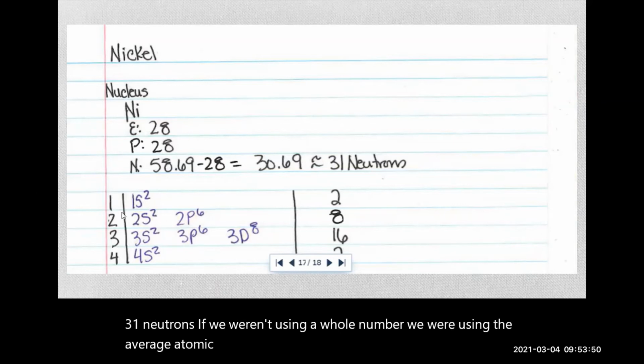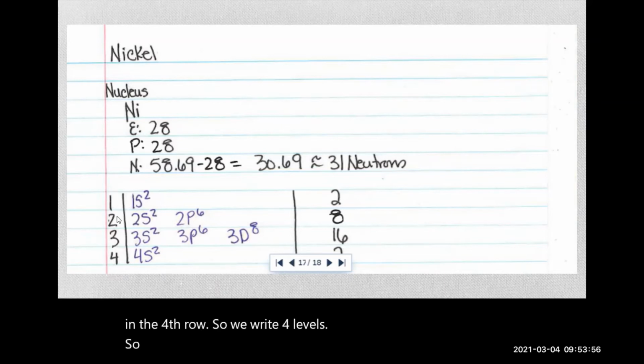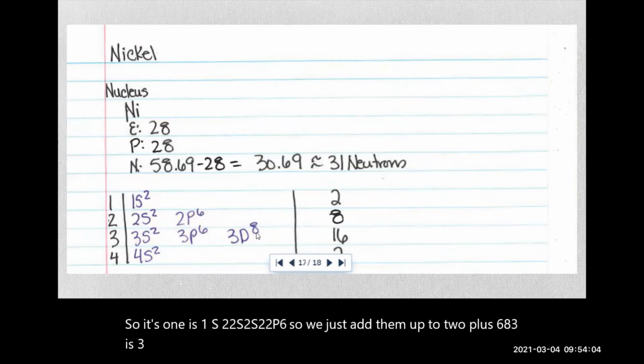So we would fill it in as, nickel's in the 4th row, so we write 4 levels. Level 1 is 1s2, level 2 is 2s2, 2p6. So we just add them up: 2 plus 6 is 8. Level 3 is 3s2, 3p6, 3d8, so we have 18. And then we have 4s2, which is 2. Everyone with me so far?